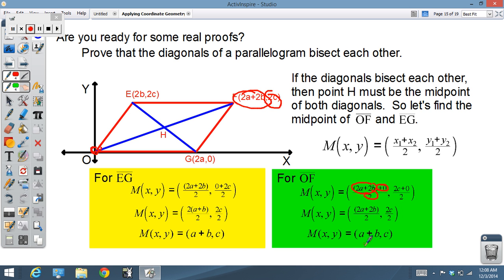Work out the math. We find the midpoint of OF is A plus B comma C, same as the midpoint of EG. Using only variables, we've proven that the two midpoints are the same point. Therefore, these two segments must bisect each other. And we've done our proof.